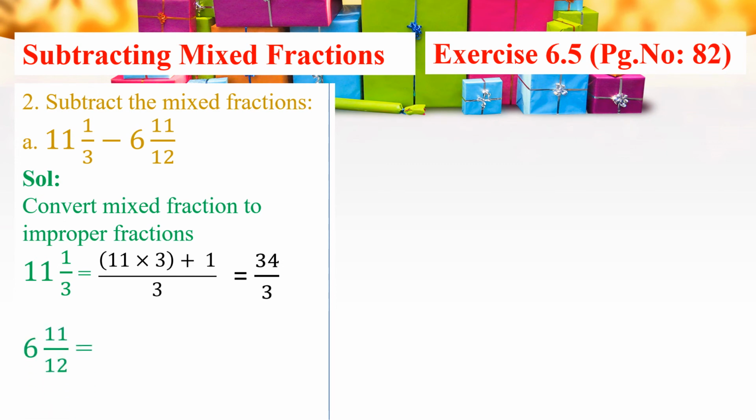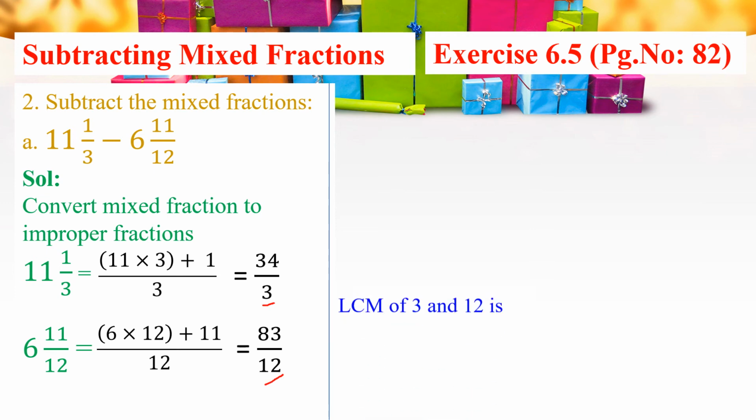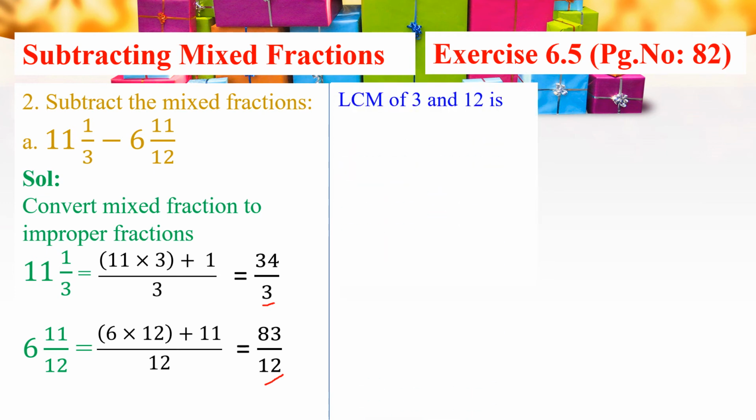The next fraction, 6 11 by 12. We need to multiply 6 into 12 plus 11 by 12, which is equal to 83 by 12. Now the fractions have different denominators. So we need to take the LCM of the denominators 3 and 12.